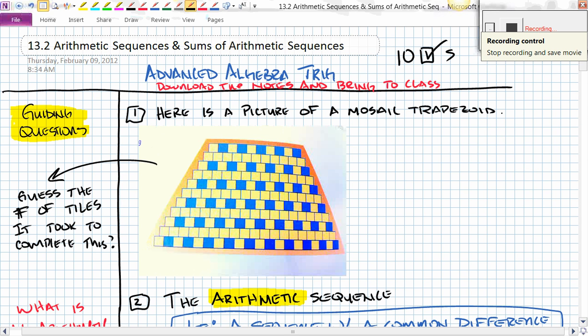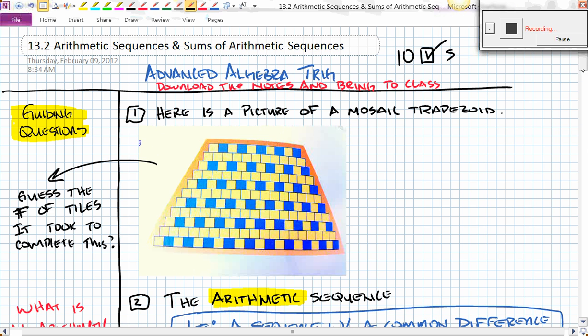Okay, Advanced Algebra Trig. Here's our first flipped lesson of the year, so we'll see how it goes. Kind of exciting. Okay, 10 boxes here. We're talking about arithmetic sequences and sums of arithmetic sequences. So in the first box here, I've got a picture of a mosaic trapezoid. It's kind of a cool little picture.